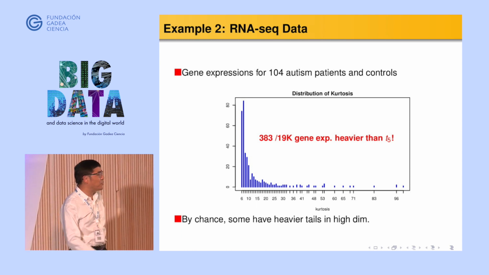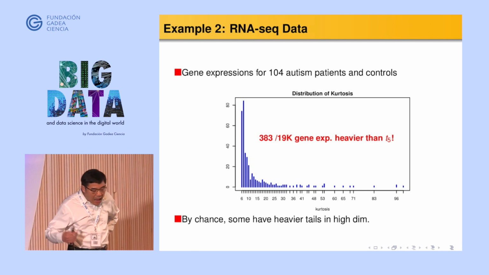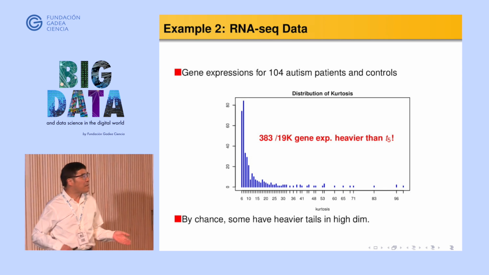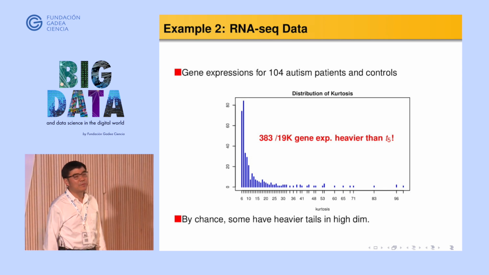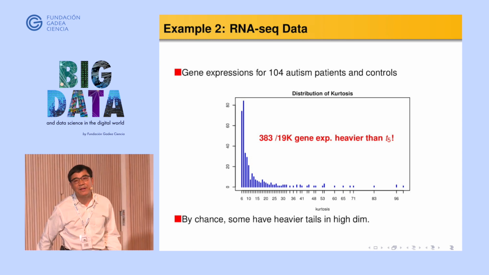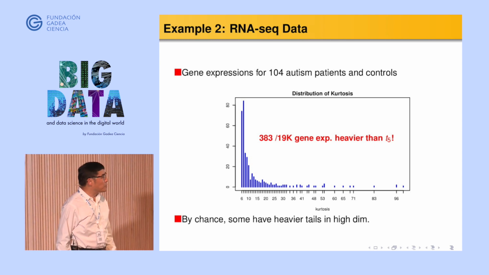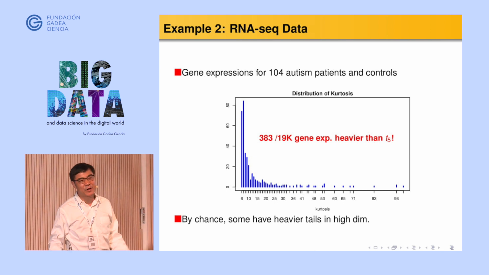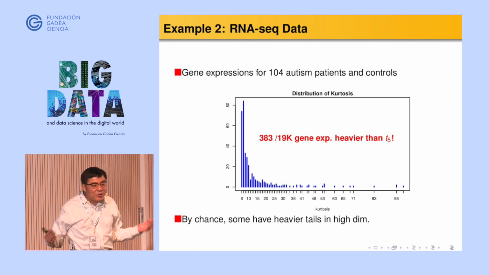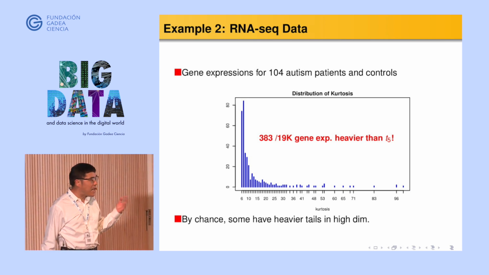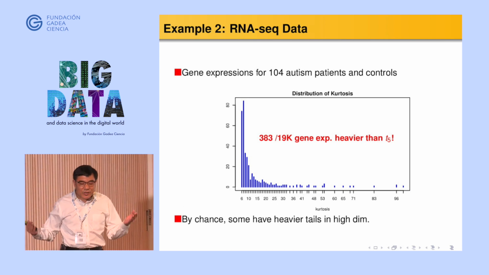And then I just calculate how many of those have heavy kurtosis, right? So there are 383 that are heavier than a t-distribution with degrees of freedom 5. And some of those kurtoses could be as big as 100, right? So this example just showed that when you have tens of thousands of variables in hand, by chance alone, some of those variables would have heavy tails in high dimension. So this is just by chance alone.